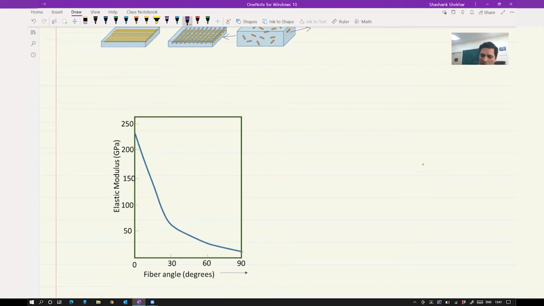So here is the elastic modulus on the y-axis, and here is the fiber angle. On average, if all the fibers are along the direction of loading, then you can see the elastic modulus is very high. But if the fibers are oriented further and further away from the loading direction, you can see that the elastic modulus of the composite decreases. So this is showing the elastic modulus of the composite, and this is showing the effect of fiber orientation.